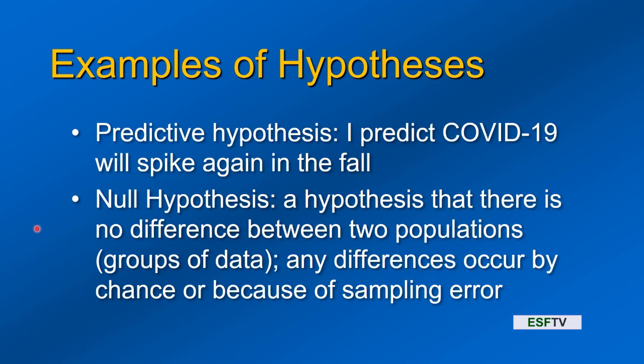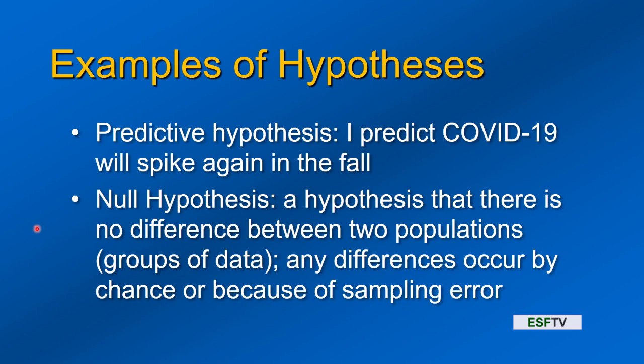So examples of hypotheses. I showed you the predictive hypothesis for the grades in the class. Here, I'm predicting COVID-19 will spike again in the fall. It's an educated guess. And I pay attention to people like Dr. Fauci, who is a scientist and has some pretty good, cogent arguments as to why this will behave like the 1919 coronavirus or flu virus.